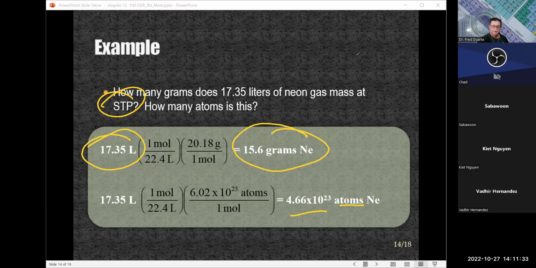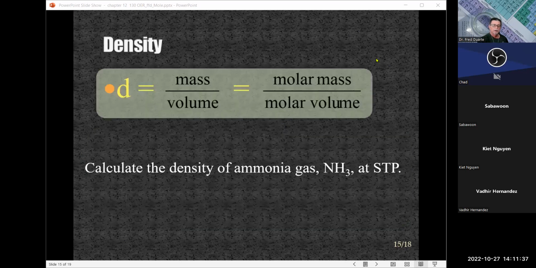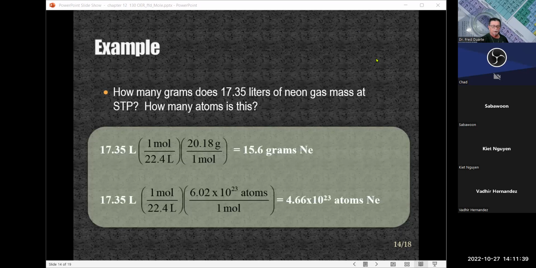All right, let's do a couple more here. I think we got 1 or 2 more. No, we don't, sorry about that. Okay, we're gonna deal with density here in a bit.